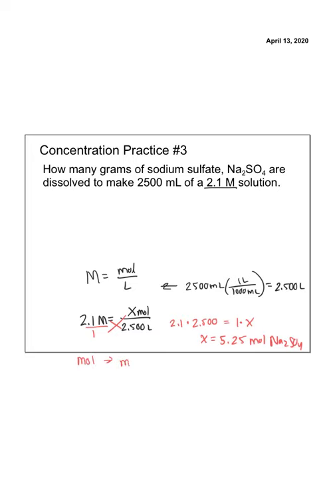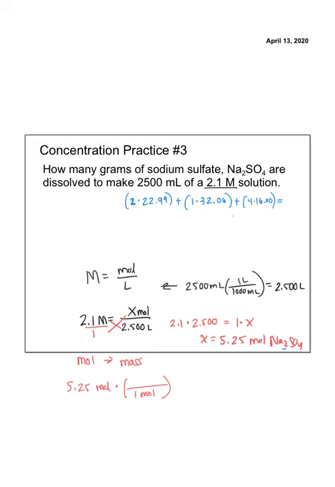But they didn't ask for moles, they asked for grams, so we need to go from mole island to mass island. 5.25 moles times 1 mole over the molar mass of Na2SO4. So let's calculate that real quick. I'll do that up here. 1 times 22.99, two of those, 2 Na's, 1 S, 1 times 32.06, and 4 oxygens, 4 times 16.